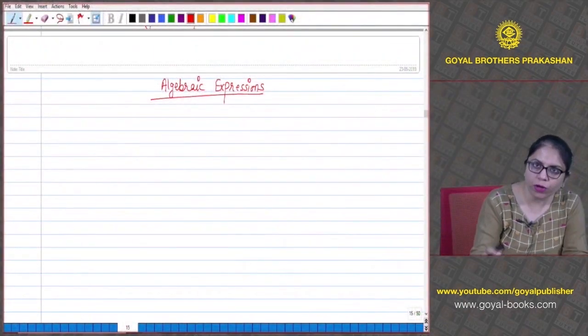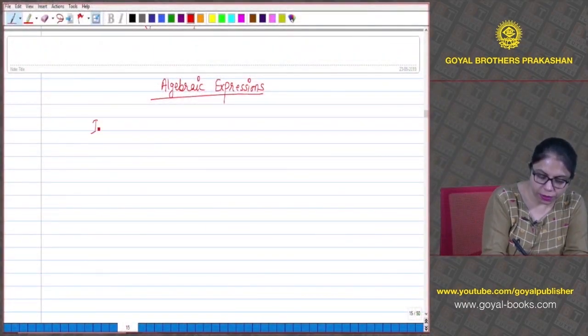Hello students, our next chapter is algebraic expression. This chapter you had already learned in class 7th. So first recall the previous topic so that you can easily understand this topic as per 8th standard. Okay. So first of all we should know what is the algebraic expression.